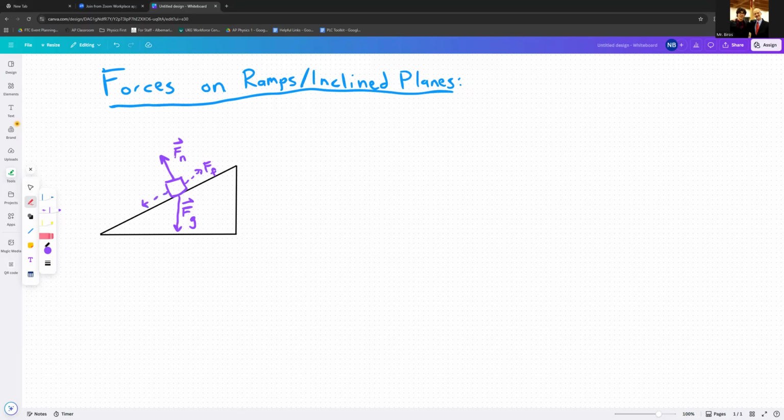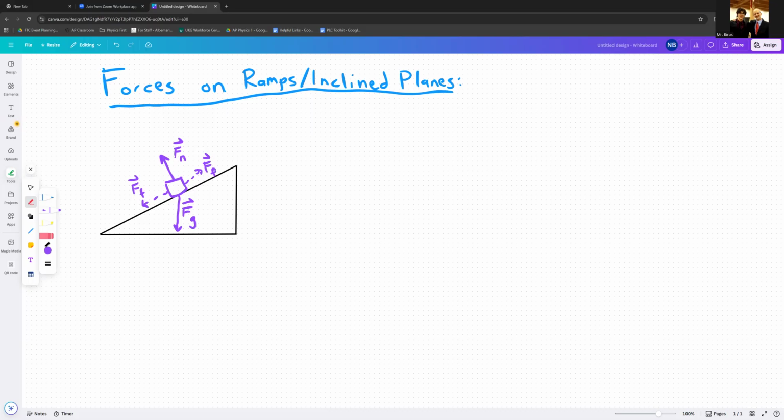Now, you're not really going to see a force of static friction going down the ramp because, as we'll talk about in a second, gravity is trying to get the object to go down the ramp, and if we have static friction, it's probably just acting up the ramp, because you'd have to have some other forces involved if you ended up having static friction that was acting down the ramp. So I think we'll almost never see that.